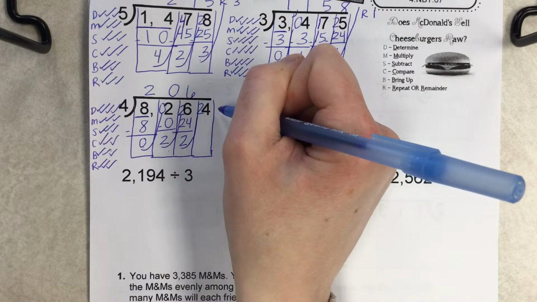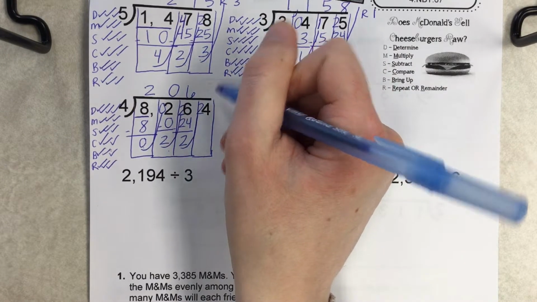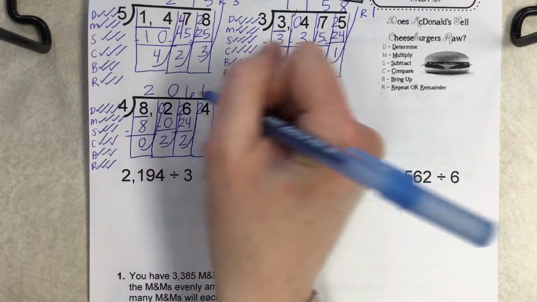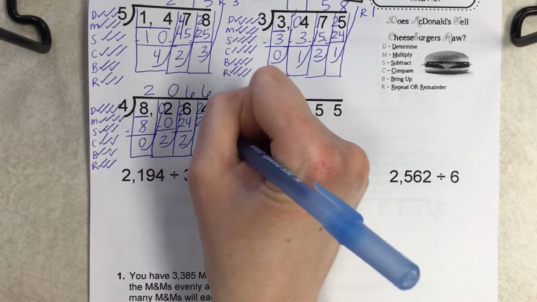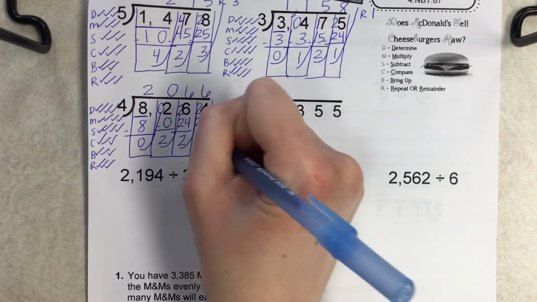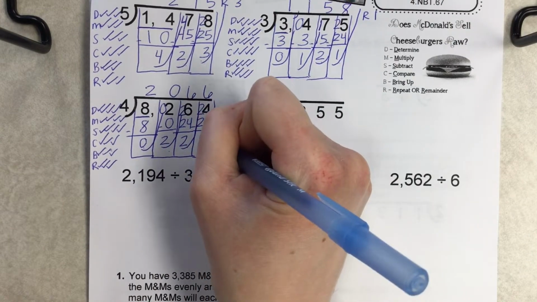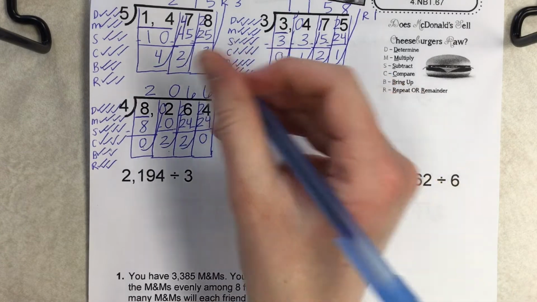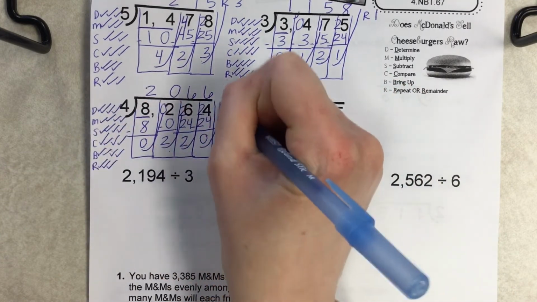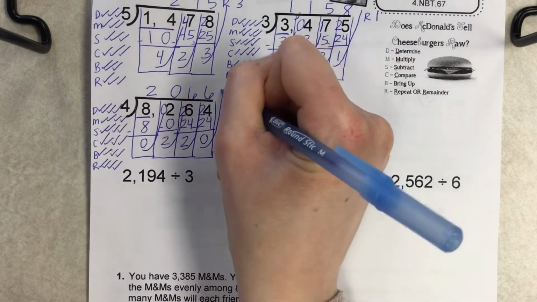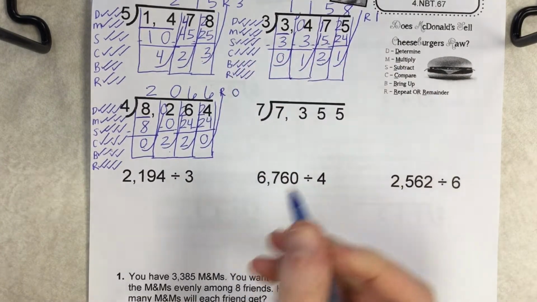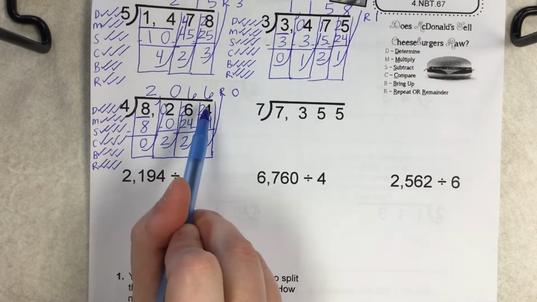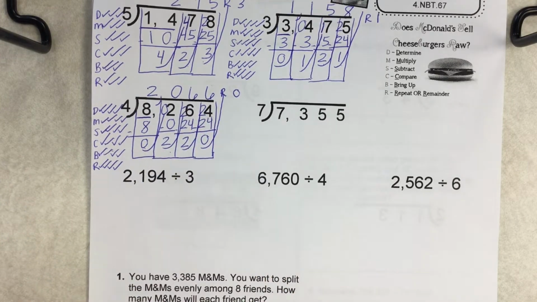Determine. 4 times what gets me close to 24 without going over? That would be 6. Multiply. 4 times 6 equals 24. Subtract. 24 minus 24 equals 0. Compare. 0 Smarties left. 4 kids. They are very happy. Bring up the 0. And finally, that is my remainder because I don't have any other boxes left. So each kid gets 2,066 Smarties, and I have 0 left over.